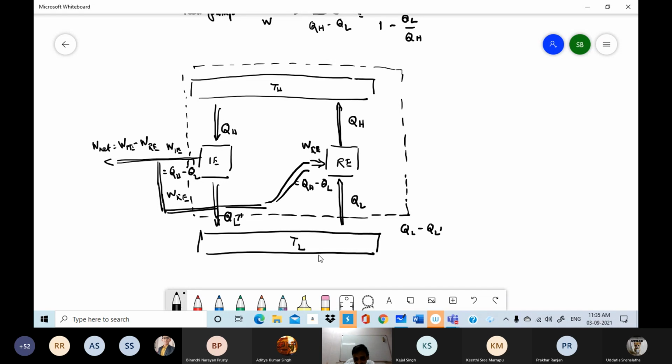In which case I have only interaction with one reservoir and work output. So by the first law, the two have to be equal, but it cannot be positive. So by our assumption, this quantity is positive. This cannot be positive because then it would violate the second law.